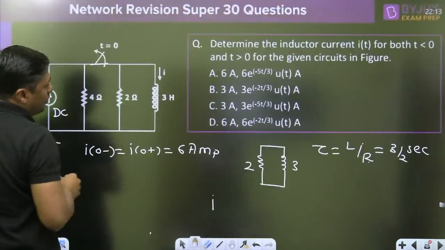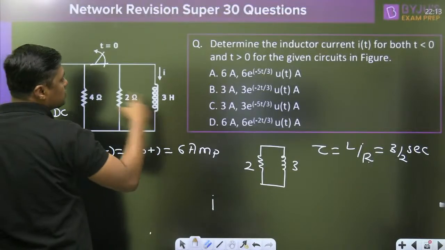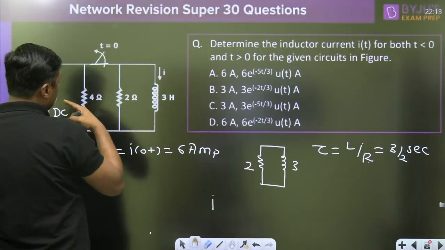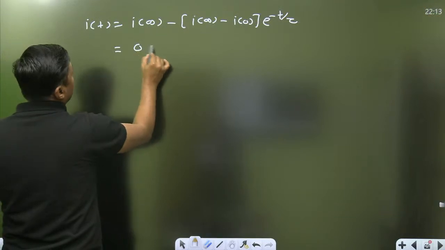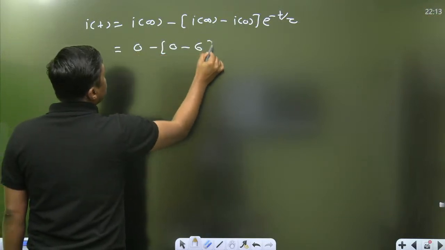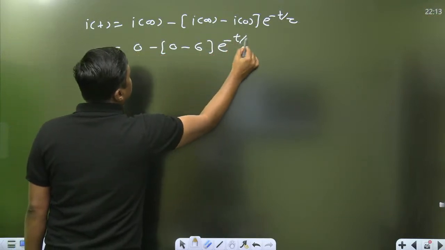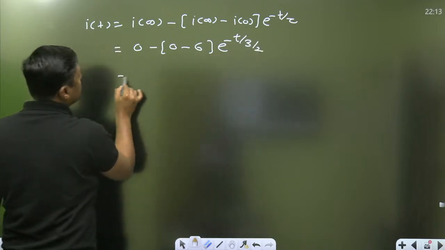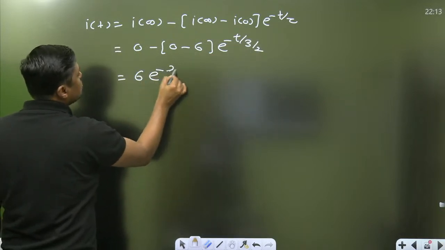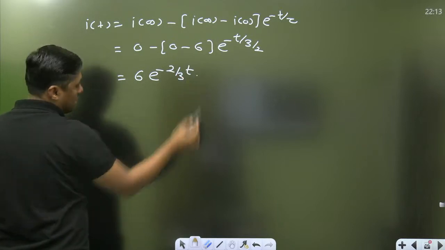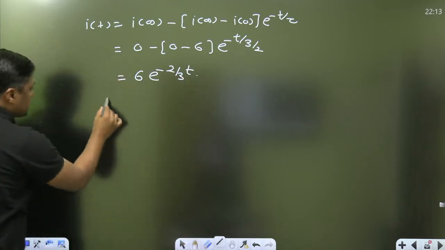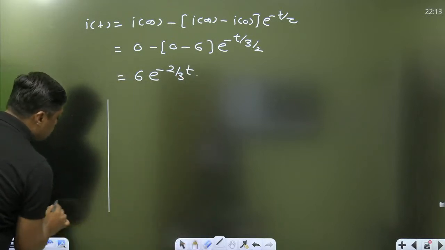What is the final value of the current? Final value of the current is what? 0 plus (6 minus 0). What is the initial value? 6 e raised to power minus t by 3 by 2. What is the answer? 6 e raised to power minus 2 by 3 t. Exponentially decreasing function, what is the response? That is the response.